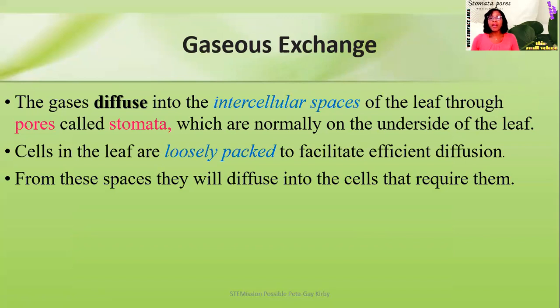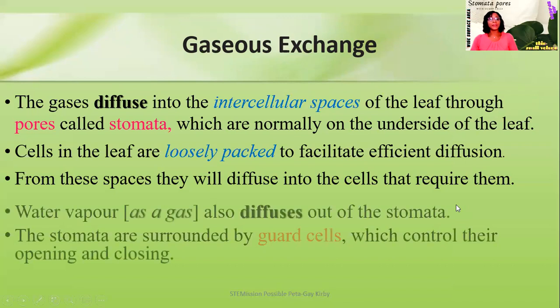as I had explained, on the underside of the leaf. The cells in the leaves, as we have observed, are loosely packed to facilitate efficient diffusion. From these spaces, they will diffuse into the cells that require them. Water vapor as a gas also diffuses out of the stomata. The stomata are surrounded by guard cells, which control their opening and closing.